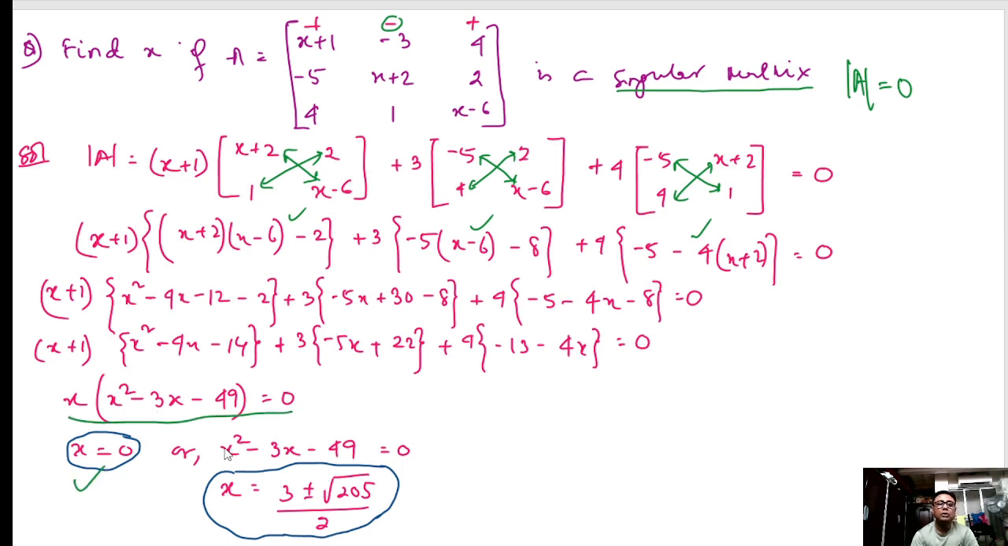So either x is 0 or this equation is 0. Solving it quadratically, using Sridharacharya formula, we are getting 3 plus minus root 205 by 2. So these are the values of x of this determinant. Clear?